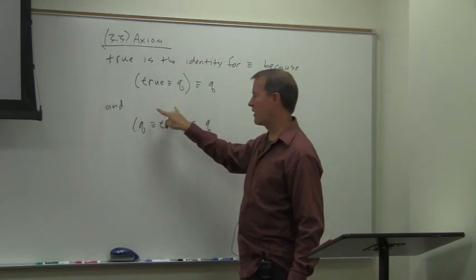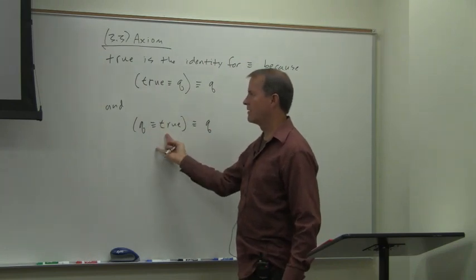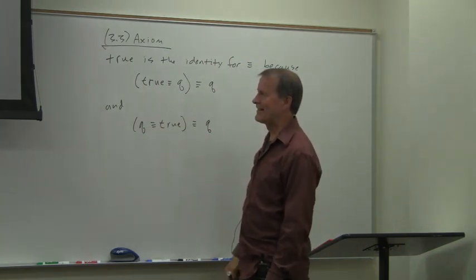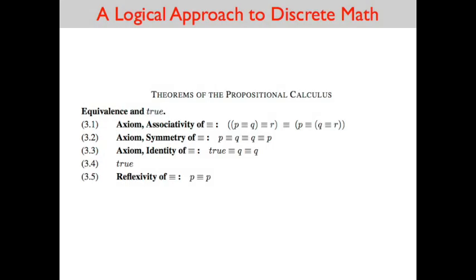Associativity. No. How do we switch? How do we go from here to here? Reflexive. No. Come on. Symmetry. Symmetry says... Is everybody clear? Yeah. Symmetry. P equals Q.